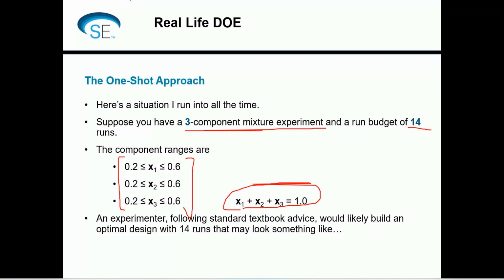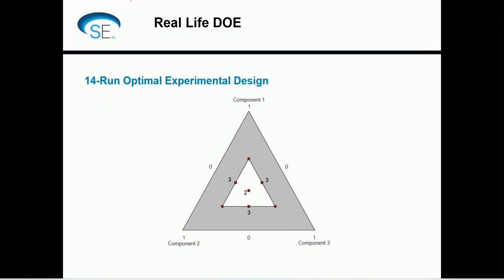So an experimenter, following standard advice, is likely going to build a design that looks something like this. The outer gray triangle is the entire mixture space, the 0 to 100% mixture space. And this inner triangle is the actual region of experimentation here.